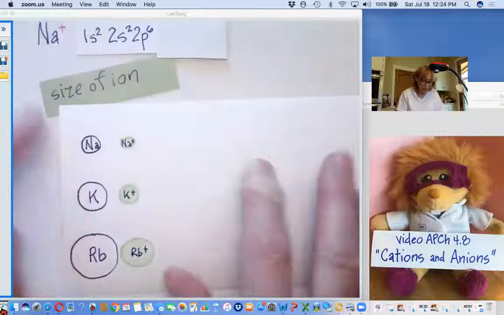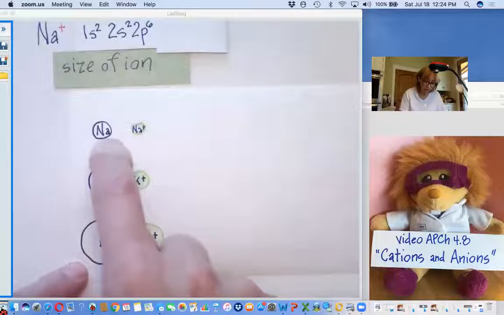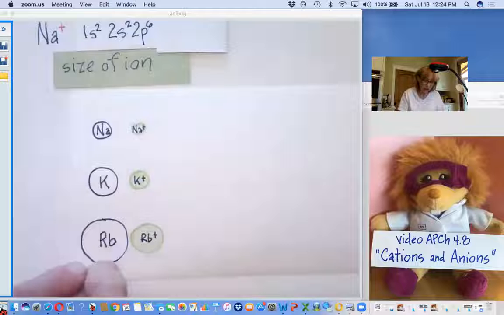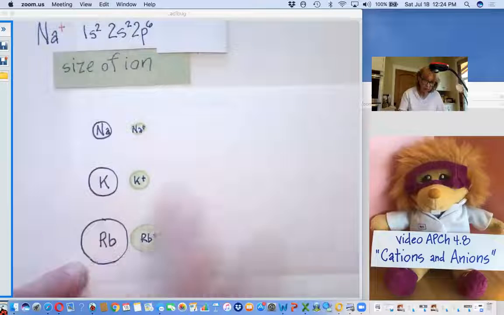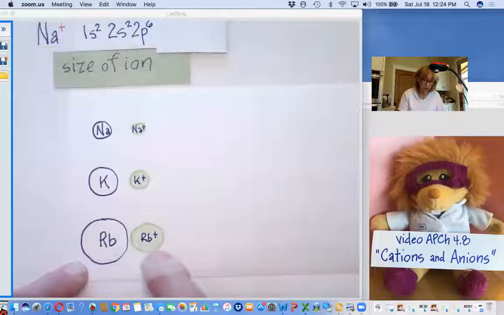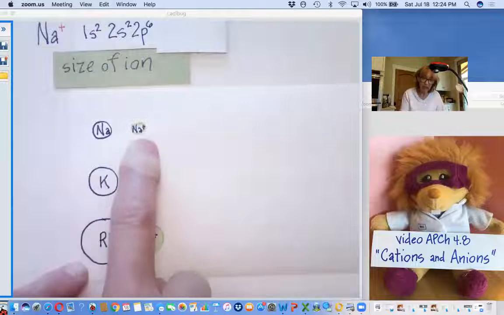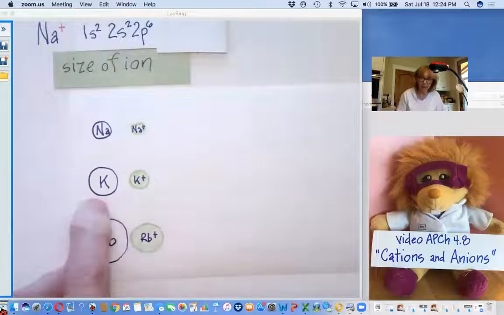Remember when we talked about trends in metal atom sizes, we said that as you go down a group, you're adding additional energy levels and the atoms get bigger. The same is true for the cations going down a group. And notice in each case, the cation is always smaller than its atom.